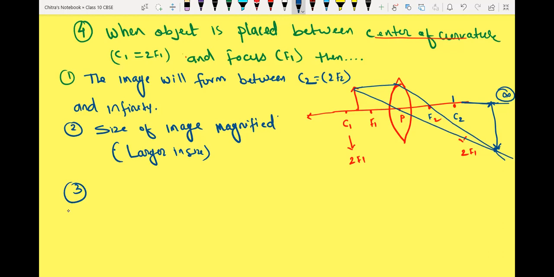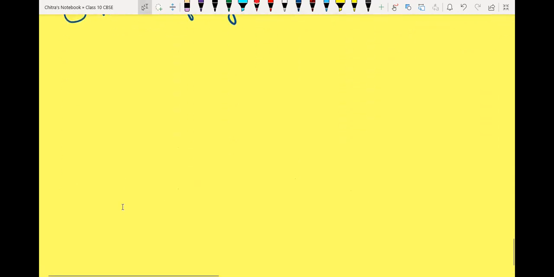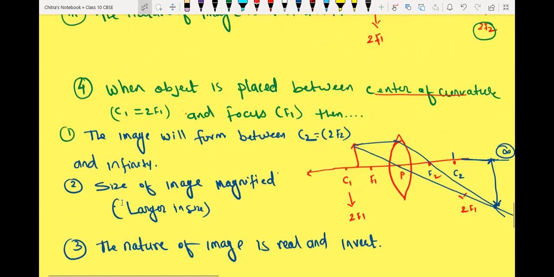Number three, nature. The image will be real because we can project it on a screen, and it is inverted, beta. So the nature of the image is real and inverted. That's all. Okay, understood? Yes, sir, understood. Now take a screenshot. Everyone done? Yes, sir. Done, sir. Right.